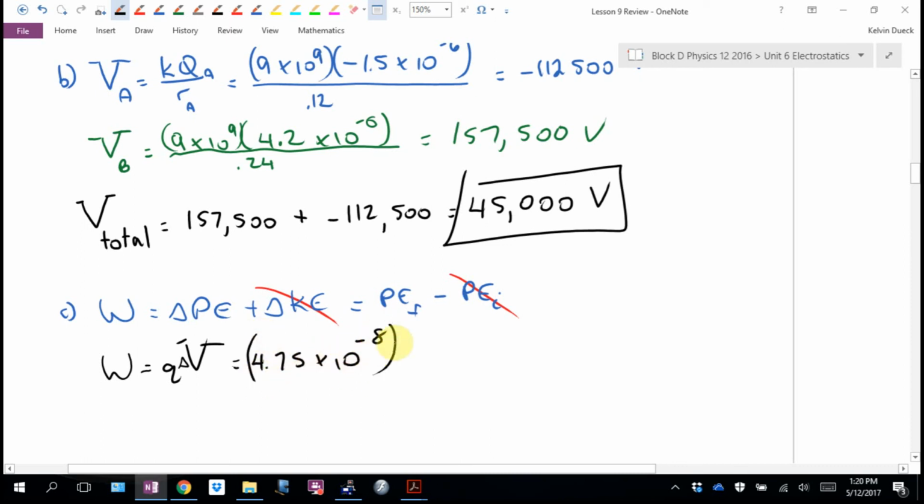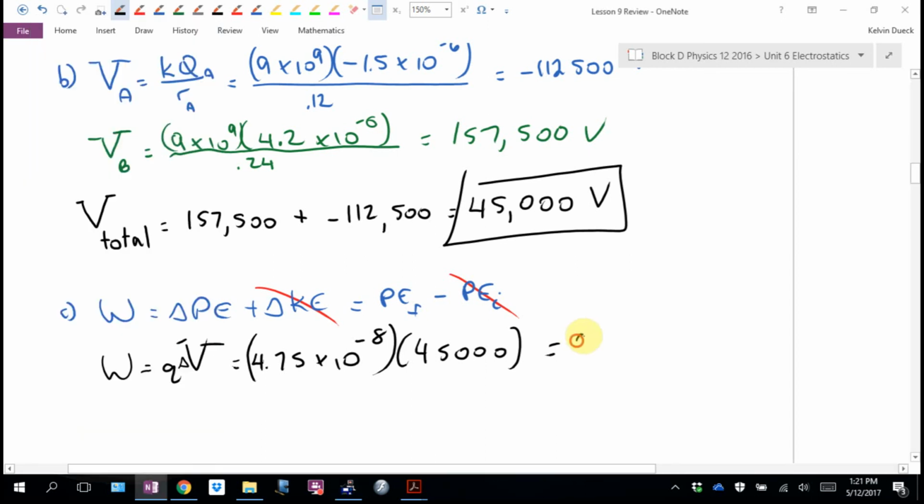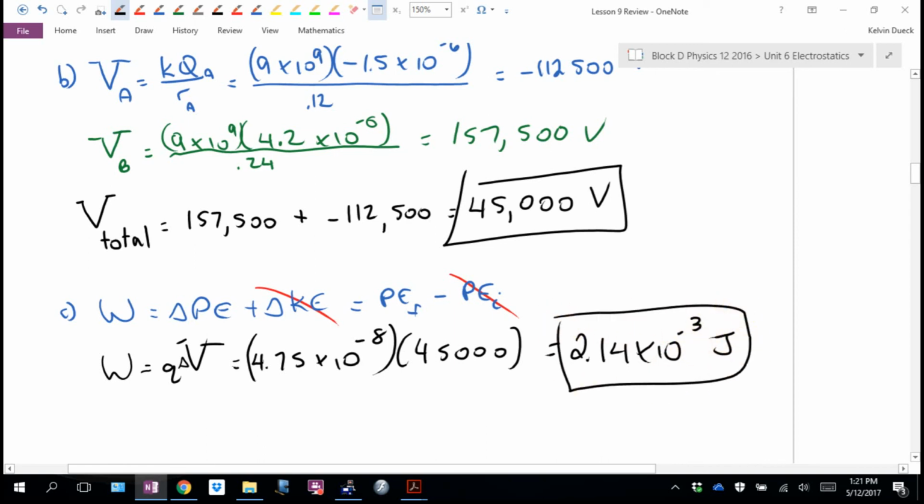How many volts are we moving it through? 45,000 of them, thank you very much. And I find that it would take 2.14 times 10 to the negative 3 joules of work.